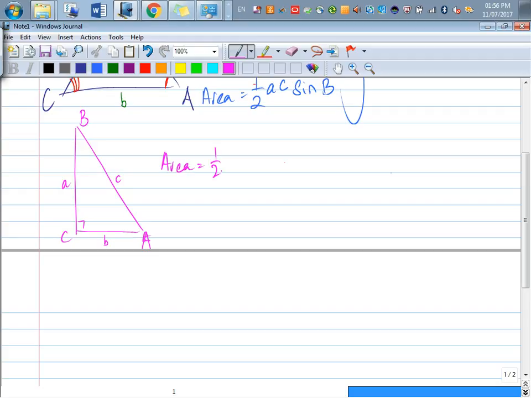Half times a times b times sine c. Okay, can we substitute in any value? Do you know any value? How much is c? 90 degrees. Okay, so it is half AB sine 90 degrees. Can you use your calculator? Help me check what is sine 90 degrees. Are you sure?